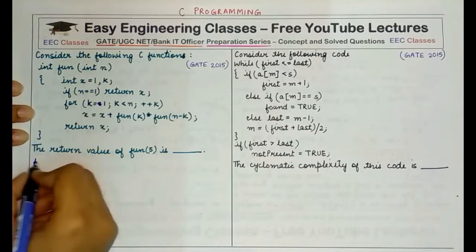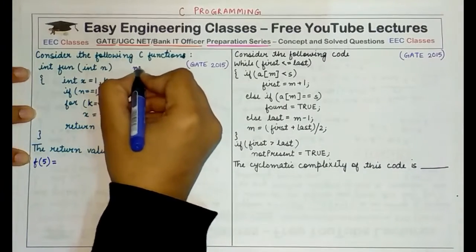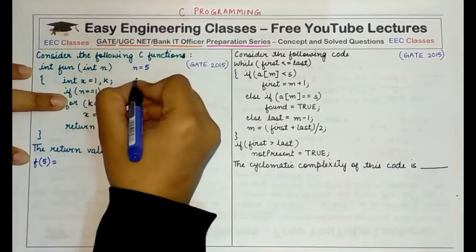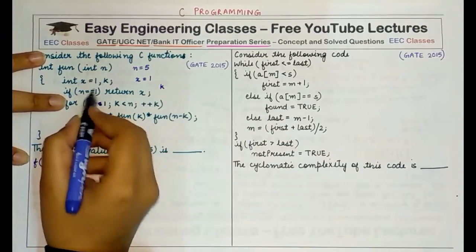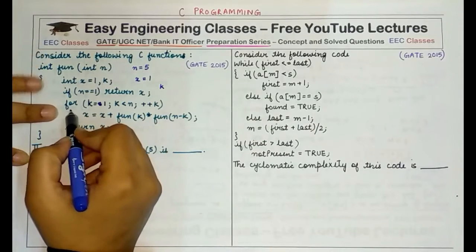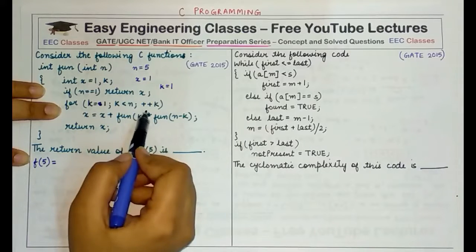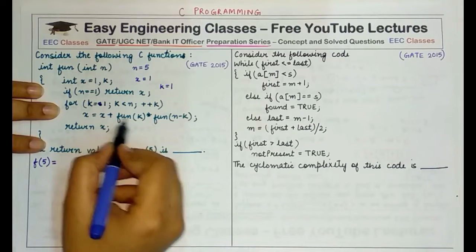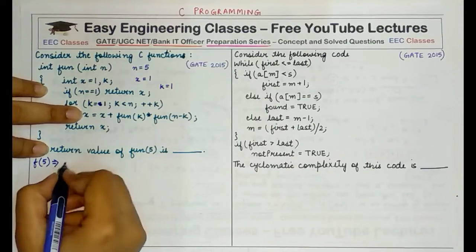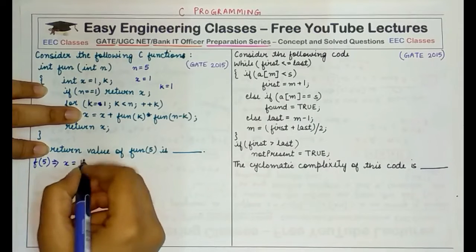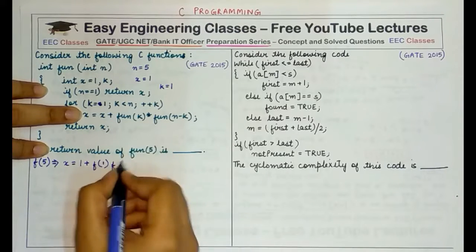Fun of 5, I'm writing the shorthand f for fun. So f of 5 basically, what does it do? It assigns n equal to 5. So int x is equal to 1, x is initialized to the value 1. We have another variable k. Now if n is equal to 1, no, n is equal to 5. Therefore we'll enter into the for loop. K is initialized to 1. K is less than n, yes, 1 is less than 5. So x is equal to x plus fun of k into fun of n minus k. So f of 5 will assign to x the initial value of x, which is 1, plus f of k, k is 1, multiplied by f of 5 minus 1, which is 4.